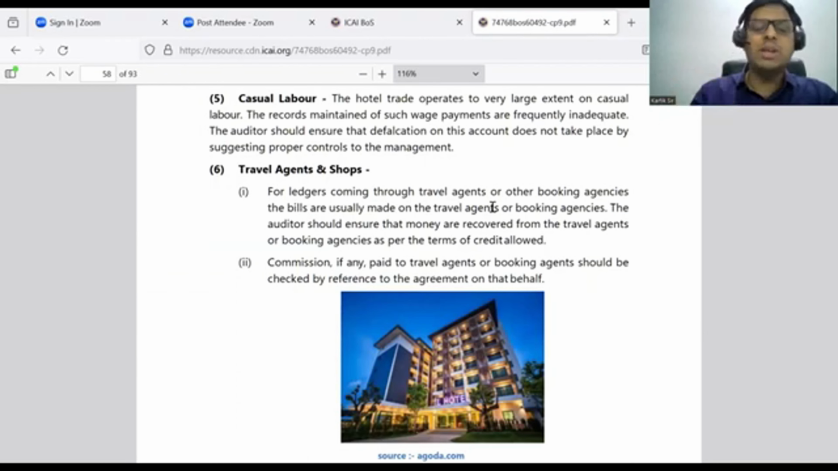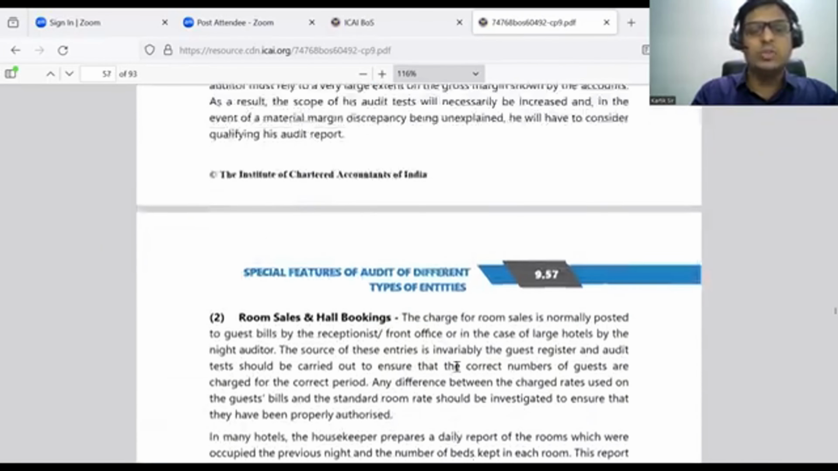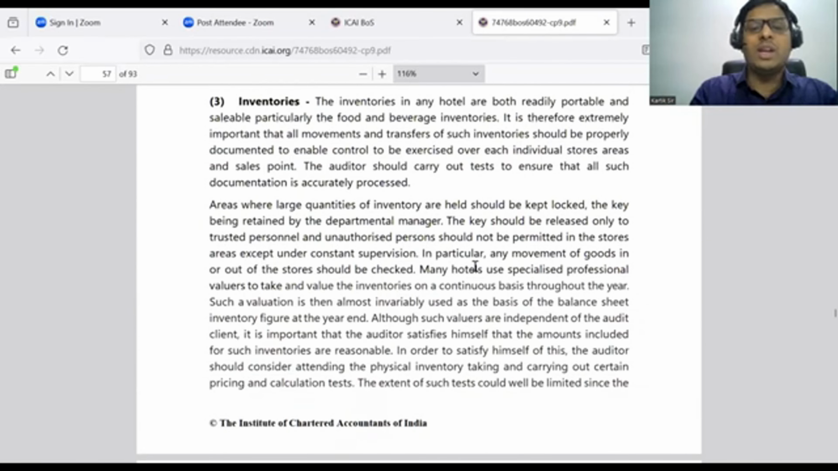Now you ask the same casual laborer who works in the hotel, if I'm very hungry, where should I go and eat? So he suggests you go to the restaurant, and he shows you the restaurant where you can go and eat. Now when you go to the restaurant, there you see that food and beverage inventory is kept, and a lot of movements and transfer of inventory is happening from here to there.